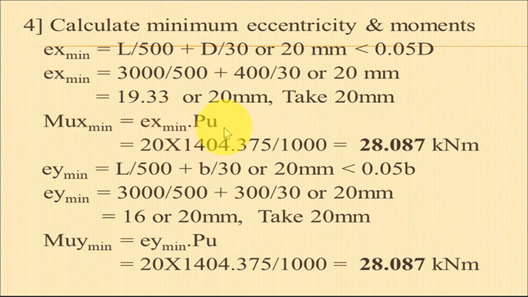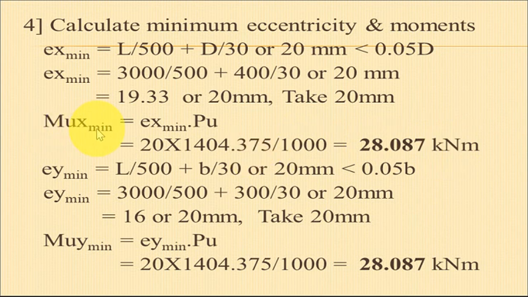Mux minimum is equal to Ex minimum multiplied by Pu, so this is 20 multiplied by total ultimate design load 1404.375 divided by 1000, because 20 mm we have converted in meter, so it is 28.087 kilonewton meter.